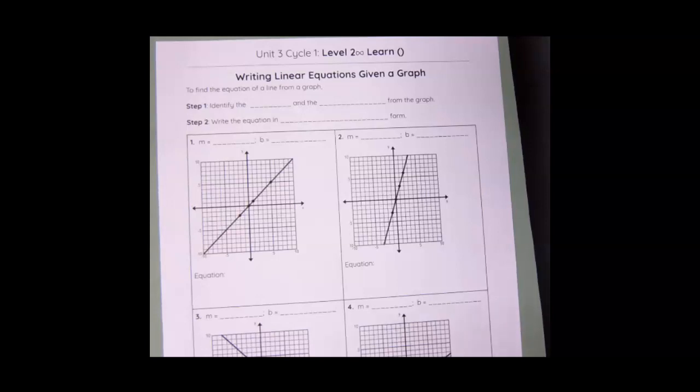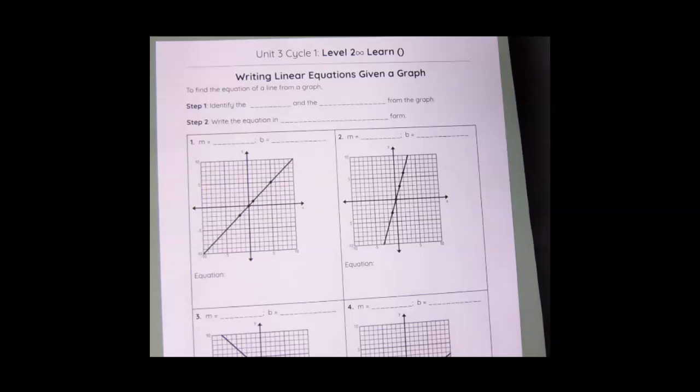Alrighty guys, welcome to Unit 3, Cycle 1, Level 2, Infinity. We are going to learn how to write linear equations given a graph. So, to find the equation of a line from a graph. So we've been given a graph, we need to know what the line is. We have two easy steps to help identify that.